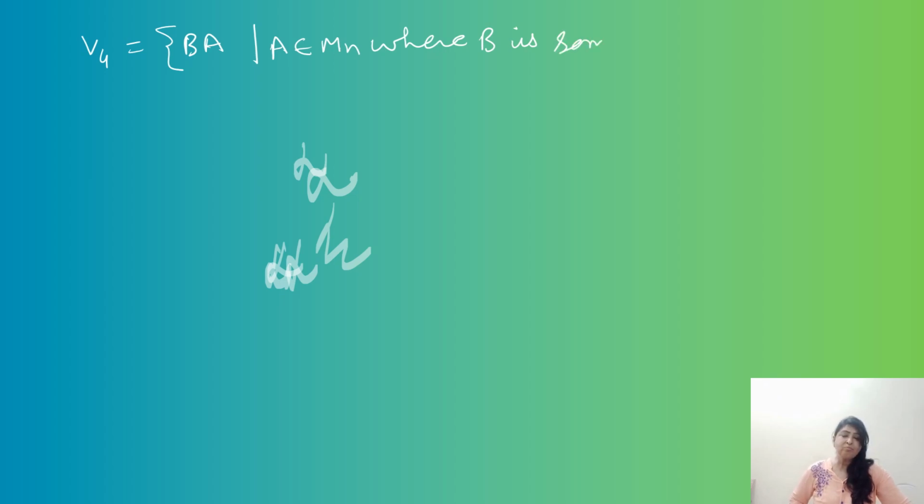Right. Next, the fourth set is V4. This is equal to the set BA such that A belongs to Mn, where B is some fixed matrix in Mn.